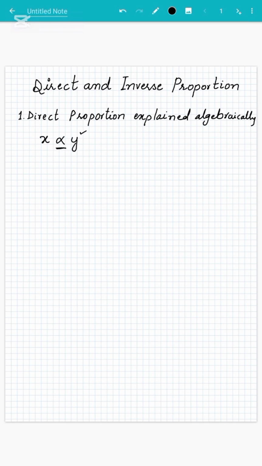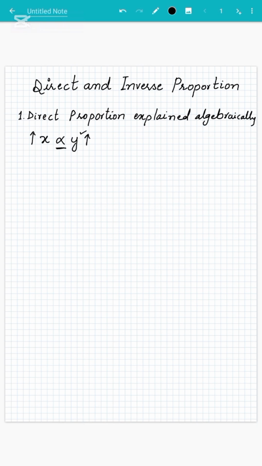It means when x is changing, y is also changing, but when x is increasing, y is also increasing. So when both of the quantities are increasing at the same time, and both of the quantities are decreasing at the same time, this type of relation is called direct proportion relation, right? Proportion means relation. Changes in one quantity bring changes in the other quantity.